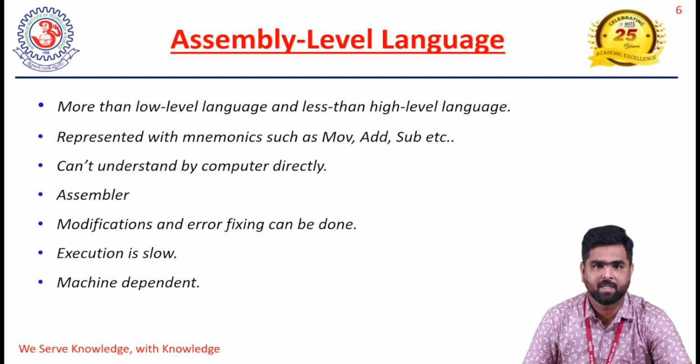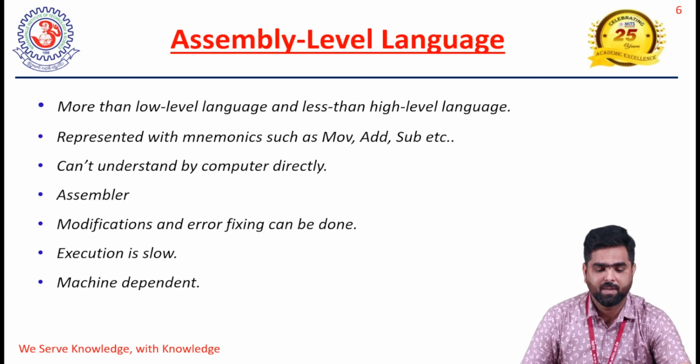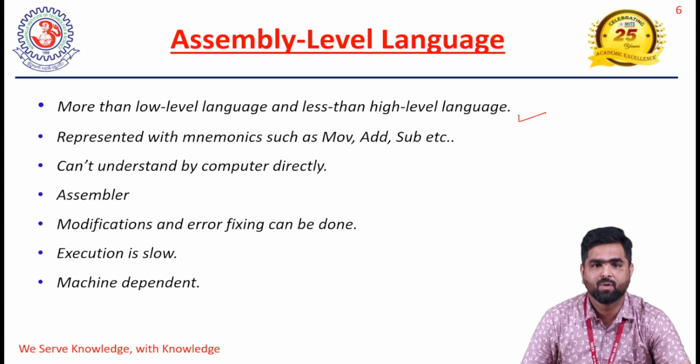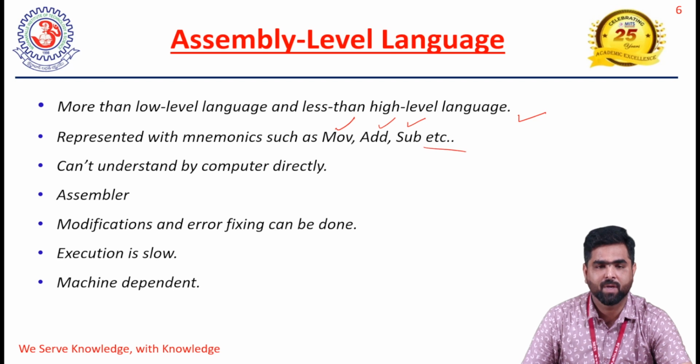Now we will see assembly level language. Here this assembly level language is higher than the low level language as well as lower than the high level language. Here this assembly level language is represented by using mnemonic keys, such as move, add, sub, etc. Like this we have several mnemonic keys. With the help of these mnemonic keys we write the code, and this assembly level language cannot be understood by the computer directly, but humans are able to understand it when they have the knowledge about all these mnemonic keys.